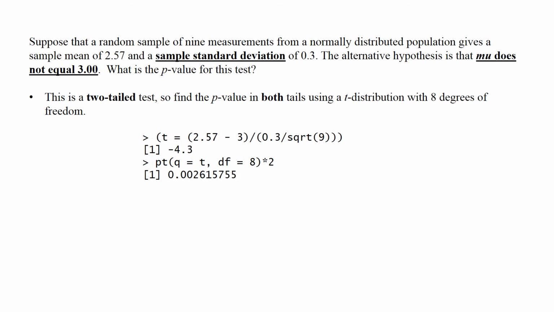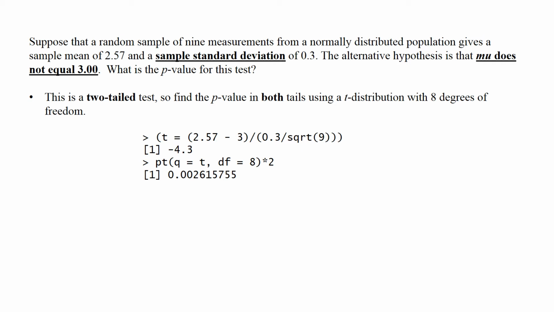In this example, we have a sample of 9 measurements from a normally distributed population. The sample mean is 2.57, with a sample standard deviation of 0.3. The alternate hypothesis is that mu does not equal 3. This is a two-tailed test, so we find the p-value in both tails using the t-distribution with 8 degrees of freedom.